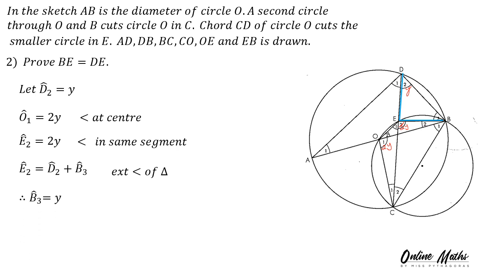B3 is therefore equal to y. And what's your reason? Since D2 is equal to y. Therefore, we have that line BE is equal to DE. And what's the reason? Sides opposite equal angles.